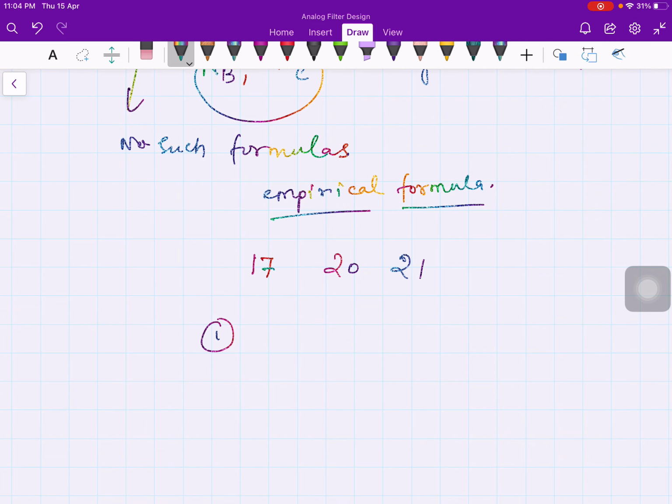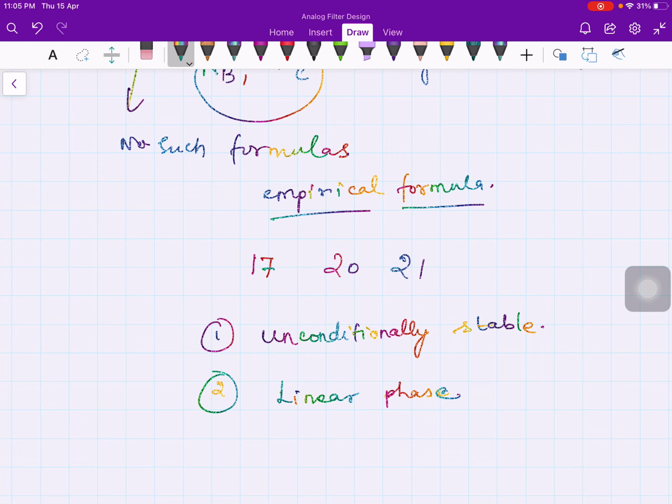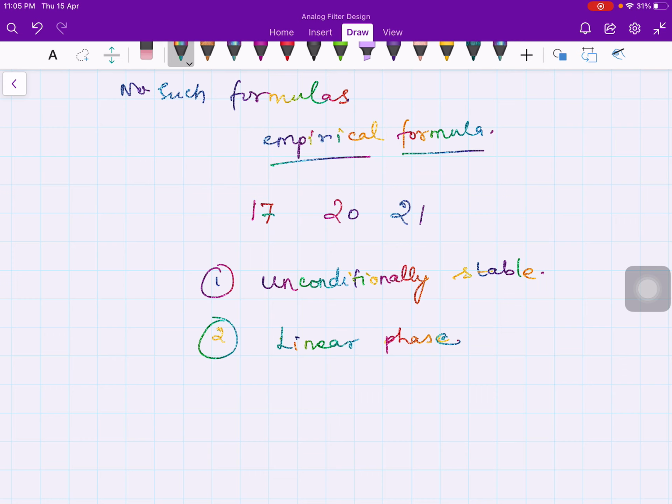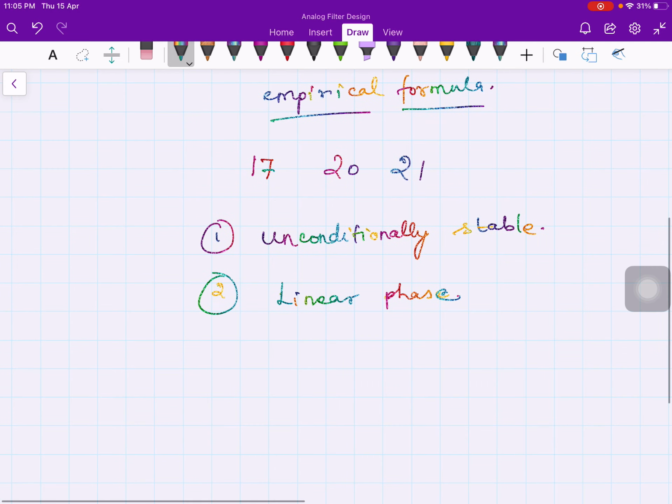The first reason is the FIR filter is unconditionally stable. That is the first reason. This is one reason. And the main reason is, the very important reason is linear phase. So this is a very, very important, key important factor. Because of this only we are discussing this FIR filter. Okay. So linear phase is of the utmost importance.